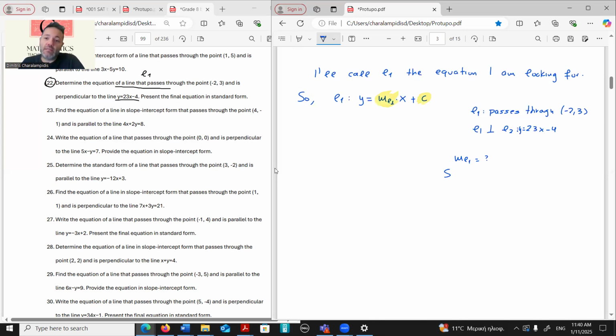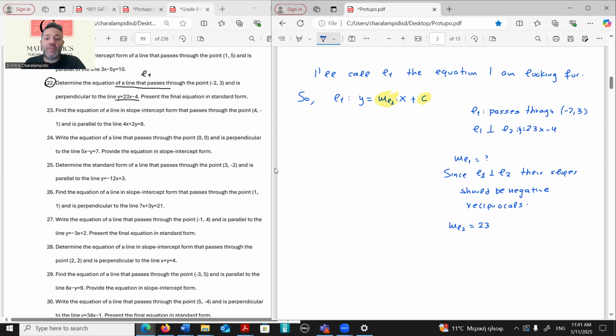I know that since L1 is perpendicular to L2, their slopes should be negative reciprocals. This means that if we multiply their slopes, we would get -1. I know the slope of L2, that it is equal to 23. How do I know that? Well, L2 is already expressed in slope-intercept form. I can see that the coefficient of x is 23. That's what the slope is.